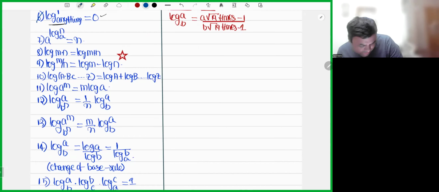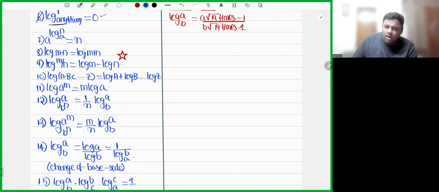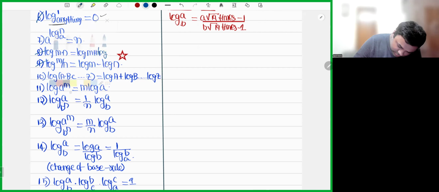Now, before going to point number 7, let me discuss point number 8 and 9. Point number 8 says log m into n is equal to log m plus log n. Next, the ninth one, log m by n is log m minus log n. So in logarithms, multiplication converts to, it's not log m plus n, it is log m plus log n. It's wrong over here. Let me erase this. It is log m plus log n.